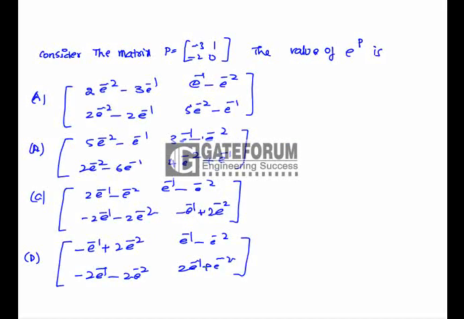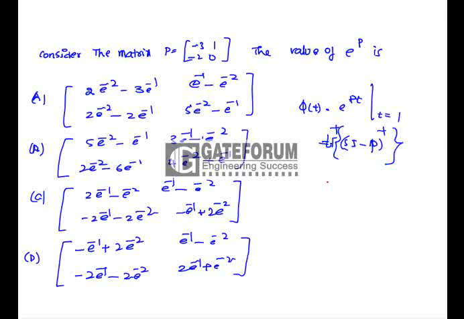Consider the matrix P, which is given as -3 1, -2 0. The value of e to the power P is. Here find out the state transition matrix e power Pt and substitute t equals to 1. e power Pt is nothing but the inverse Laplace transform of (sI minus P) whole inverse. Then we will get option D.